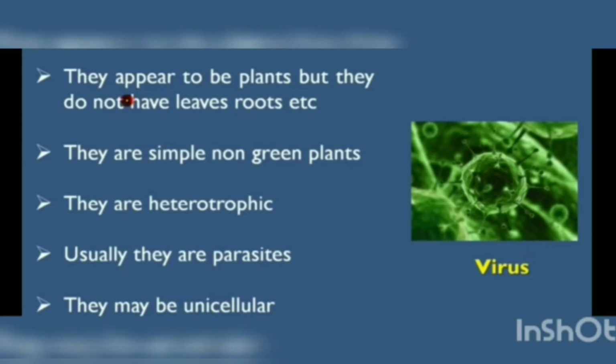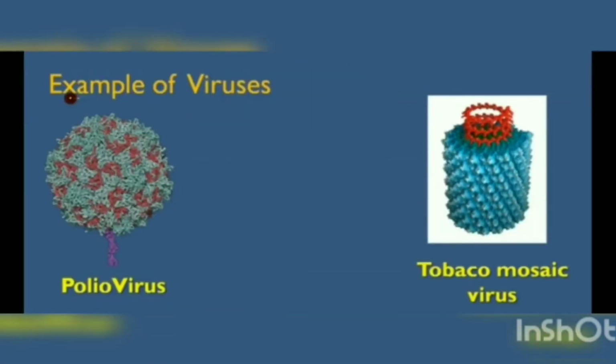They may be unicellular, that means the body is of a single cell. They are the smallest of all. Remember, they are the smallest of all. Examples of viruses: first is poliovirus, which is the causative agent of polio. It looks like this. The second figure is tobacco mosaic virus. Tobacco mosaic is a viral disease which occurs in plants.